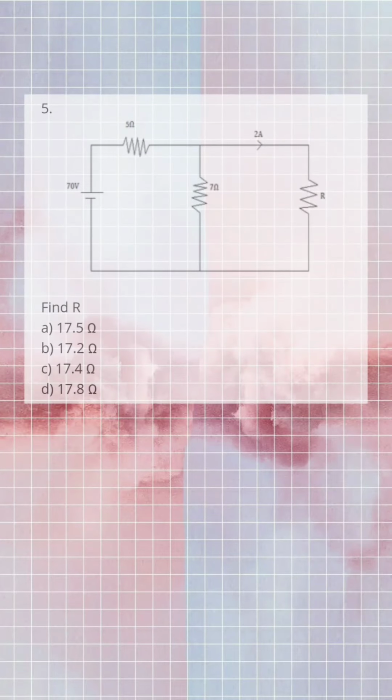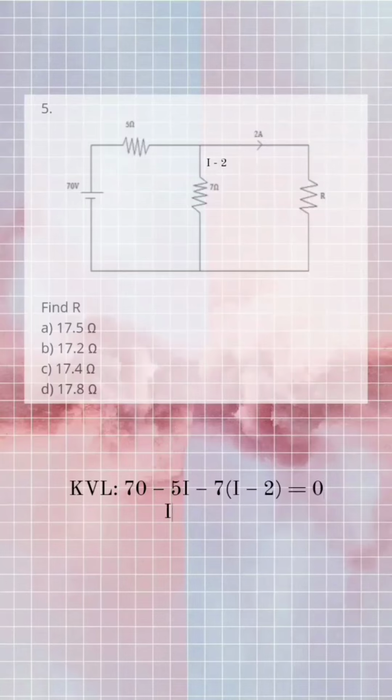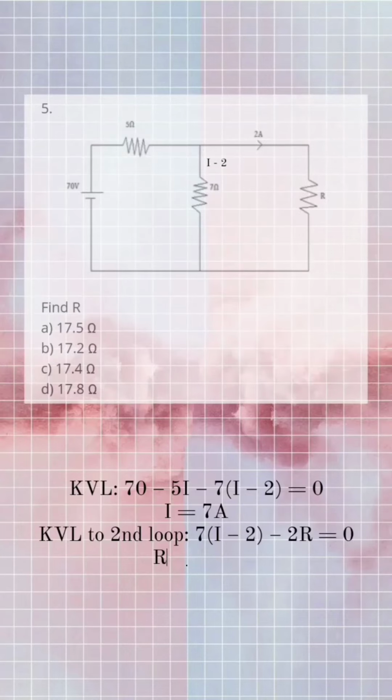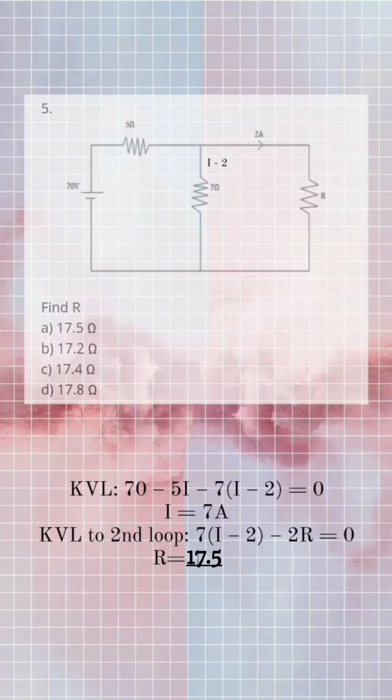Here is another example question of KVL. Pause the video to think of the answer. So the answer to this question is A. Using KVL, we can find the total current by looking at the first loop. Therefore, 70 volts minus 5I minus 7 times (I minus 2) equals 0. If you are wondering where the I minus 2 is from, as we can see, one of the currents exiting the node is 2 ampere.